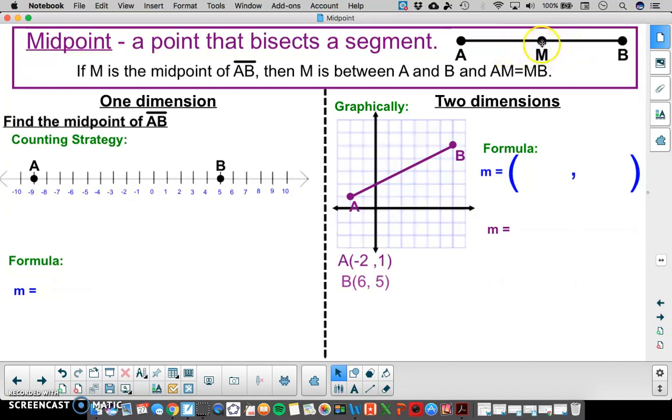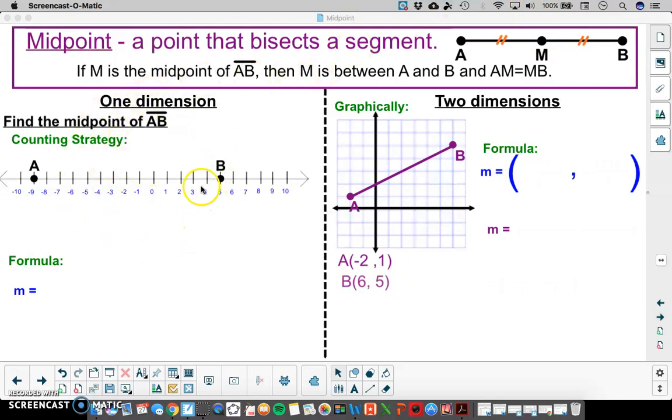So this point M, if M is the midpoint of segment AB, then M is between A and B, and the measure of AM is equal to the measure of MB. So notice that point M cuts that segment into 2 equal parts. Now let's look at how to calculate the midpoint in 1 dimension.